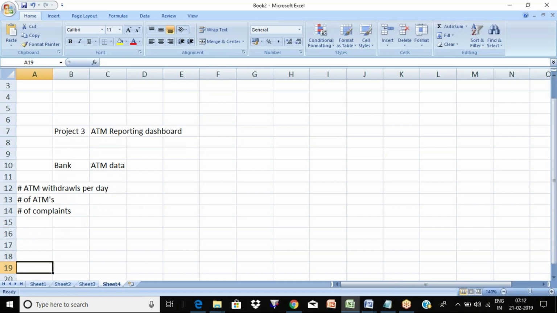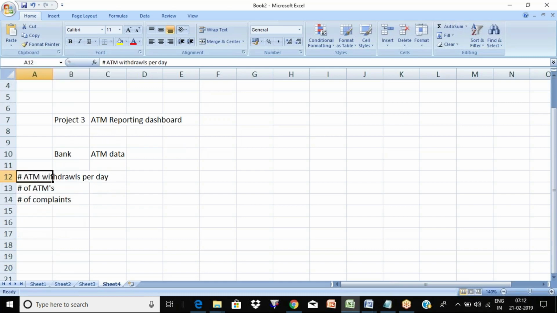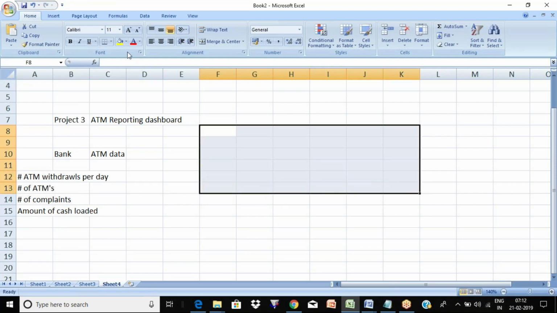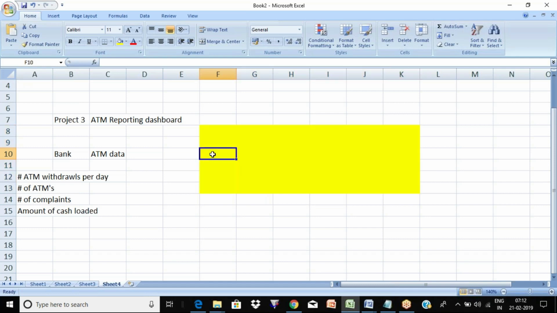Okay. Pooja talked about withdrawal. You're saying the amount of cash loaded in each ATM? Yes. So for this analysis, think about giving it to senior management. They will not be interested in looking at each ATM, correct?